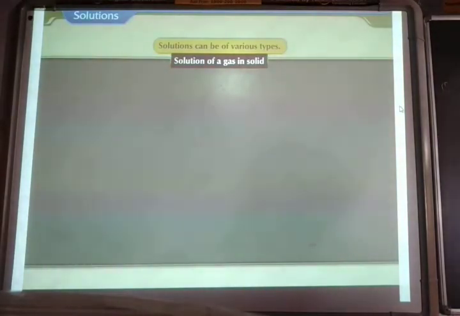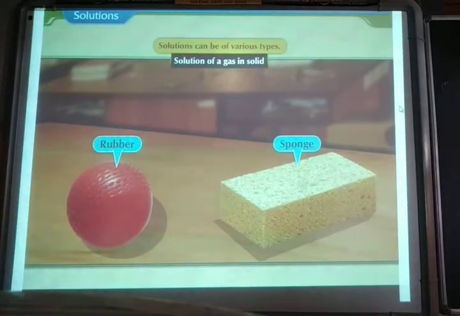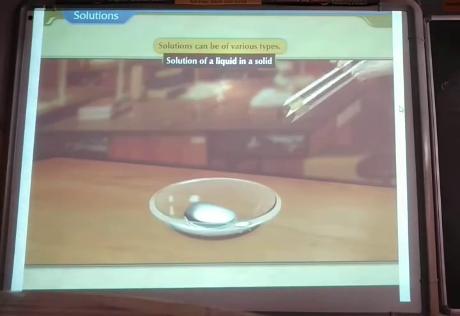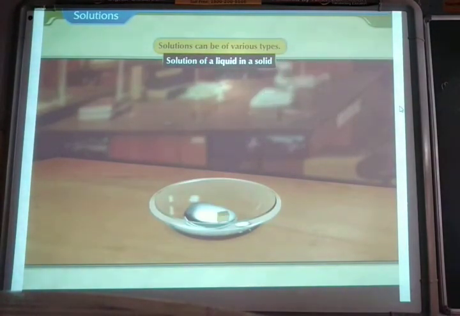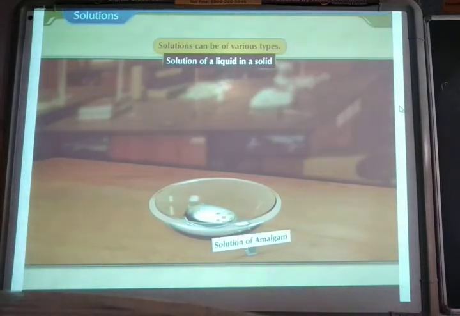Solution of gas in solid. Rubber and sponge are examples of a gas in solid type of solution. Solution of a liquid in a solid. Amalgam is a solution of mercury with any metal, for example, gold.